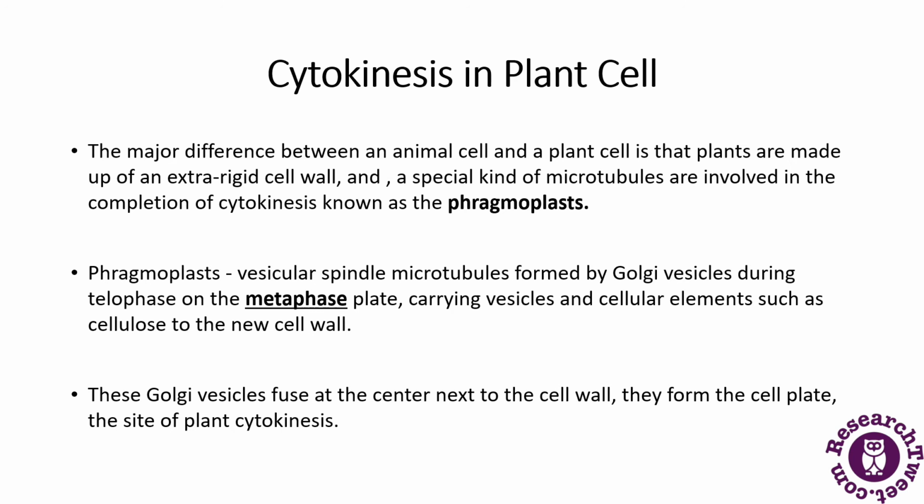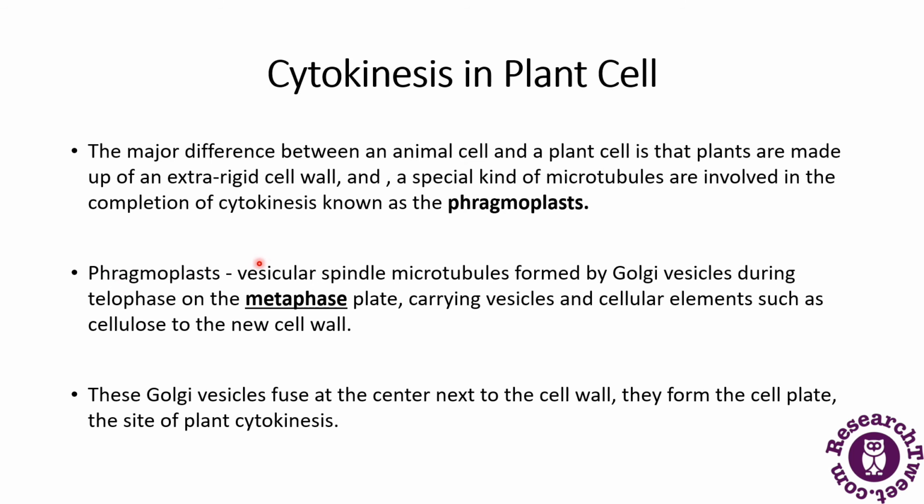So what is the major difference between the plant cell and the animal cell? The major difference is that plants have an extra rigid cell wall, because plants have both a cell wall and a cell membrane, while animals don't have the cell wall. They only have the cell membrane. So plants are made up of a rigid cell wall, and a special kind of microtubules is involved in the completion of cytokinesis, which is known as the phragmoplast.